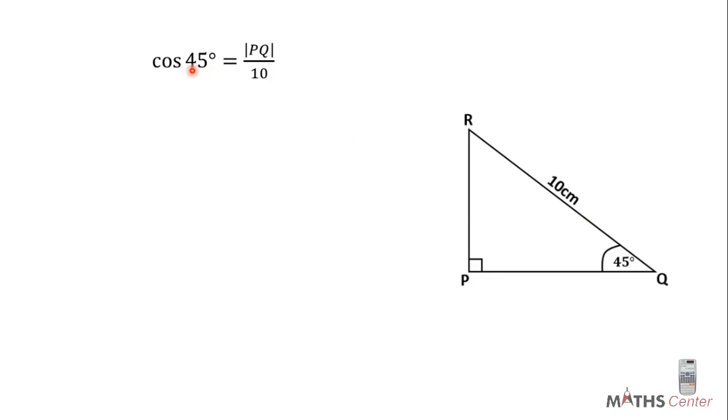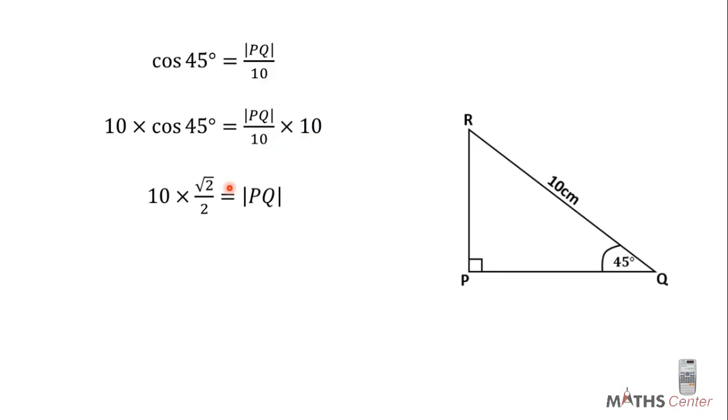So we say that cos 45 degrees is equal to PQ, which is adjacent, divided by the hypotenuse, which is 10 centimeters. The hypotenuse is QR, but it has the length of 10 centimeters, so 10 centimeters. Once again, this is a linear equation that we have to solve. So I'll multiply the left hand side by 10, the right hand side by 10 to cancel out 10.